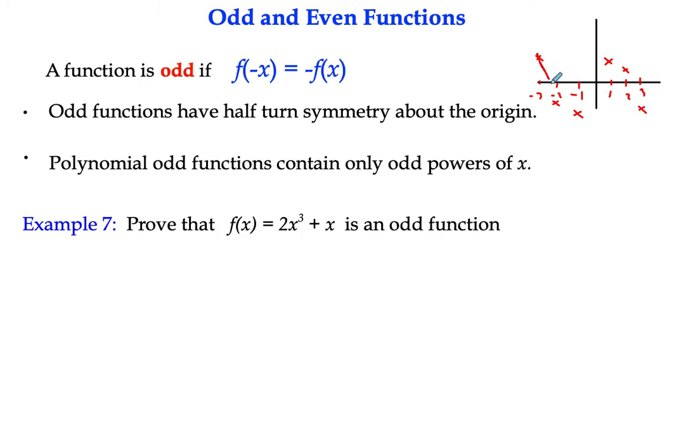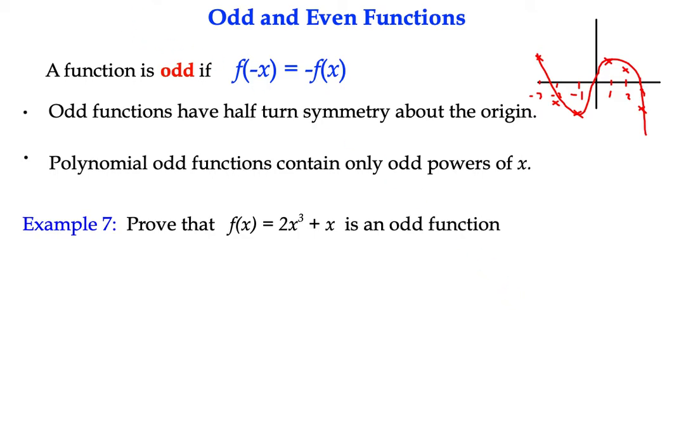And what I would get would be a function that, if I drew it correctly, would actually have rotational symmetry about the origin, okay? Because it's got that behavior of everything being the opposite of the other. So odd functions have half-turn symmetry about the origin, and again, consistent with even functions which have even powers of x, odd functions have only odd powers of x.